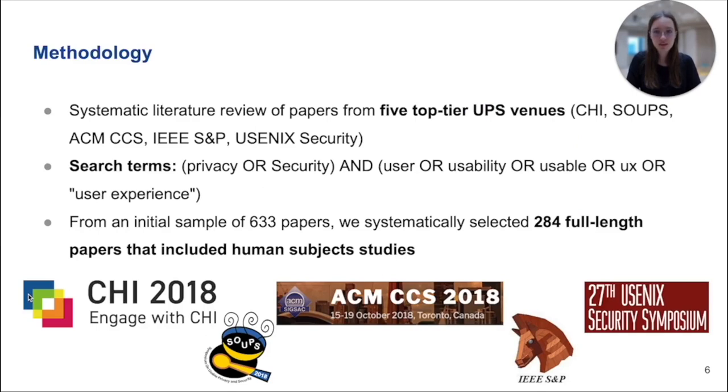To address these objectives, we conducted a systematic literature review of papers from 5 top-tier UPS venues, and we used search terms that combine security and privacy-related terms with user-related terms. From an initial sample of 633 papers, we systematically selected 284 full-length papers that included human subject studies. We provide the dataset as supplemental material.